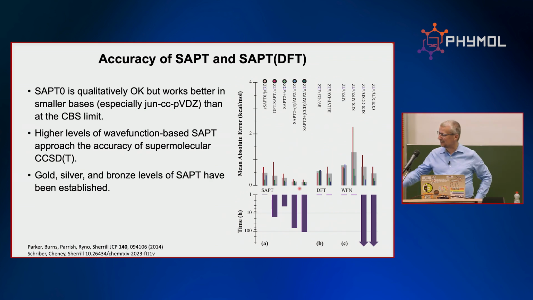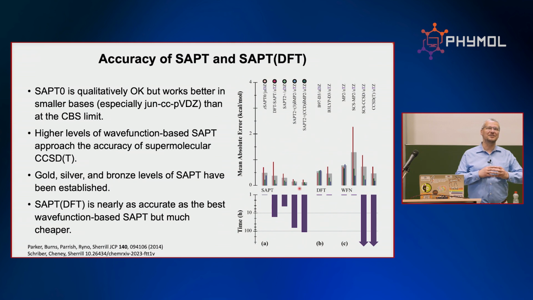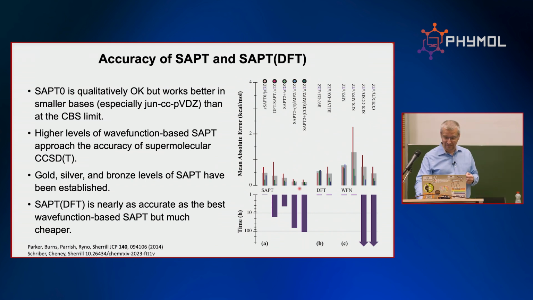And David and his group established, just like for coupled cluster, gold, silver, and bronze levels of SAPT. So depending on the target accuracy, the sweet spots in the balance between accuracy and computational cost. And SAPT-DFT is pretty powerful out there as well, so that's often the method of choice, because it can be nearly as accurate as the best wave function based SAPT, and it's much cheaper, so it can attack bigger systems. All right, so that's the bread and butter of SAPT calculations.